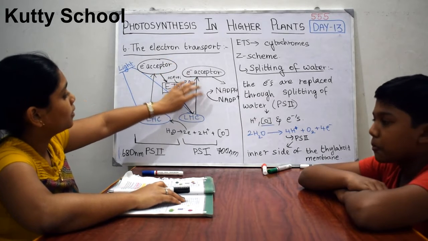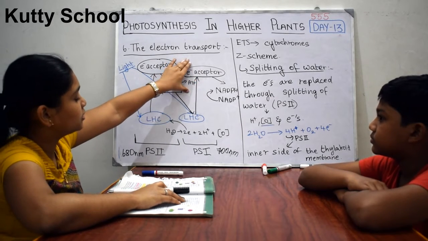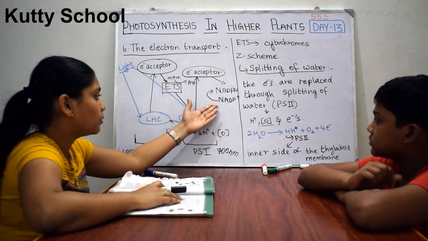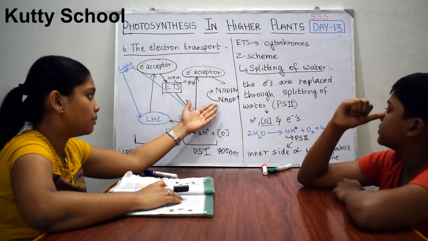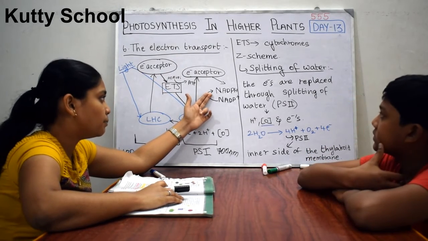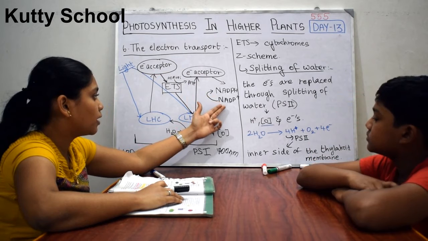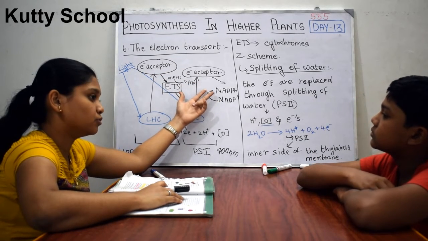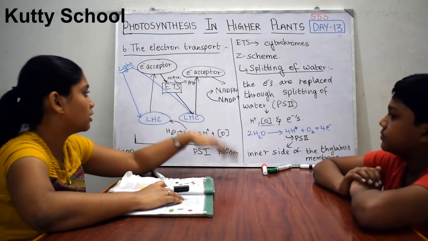After reaching this other electron acceptor, the electron is joined with NADP plus to make NADPH. So with NADP plus, if an electron is added, it becomes NADPH, and energy is produced here.